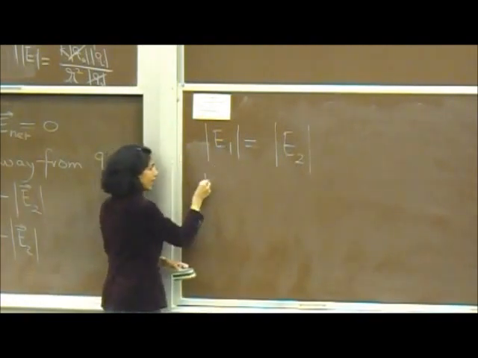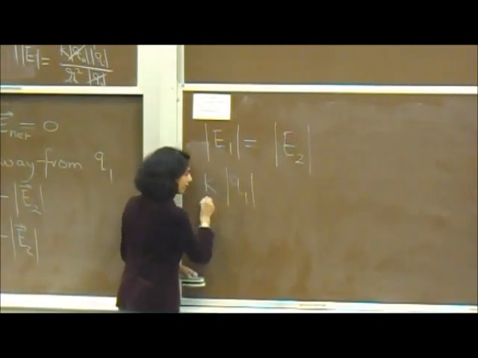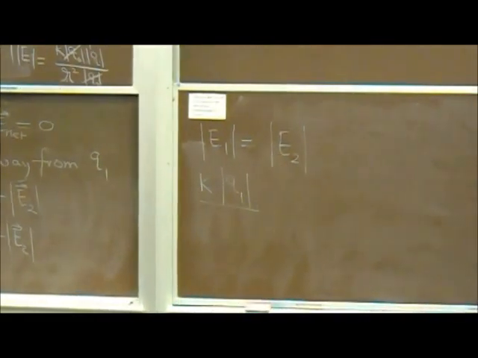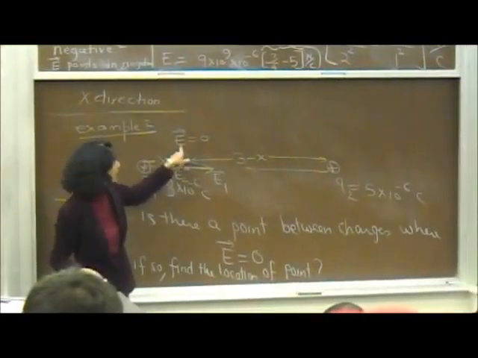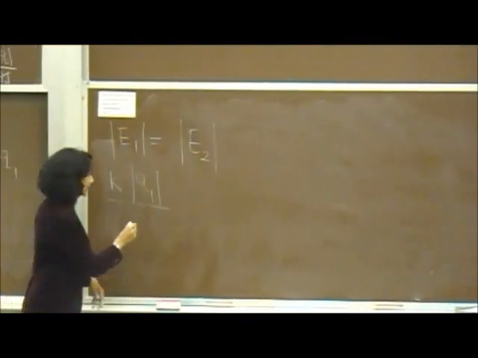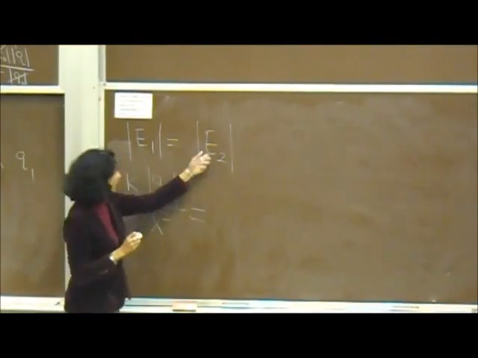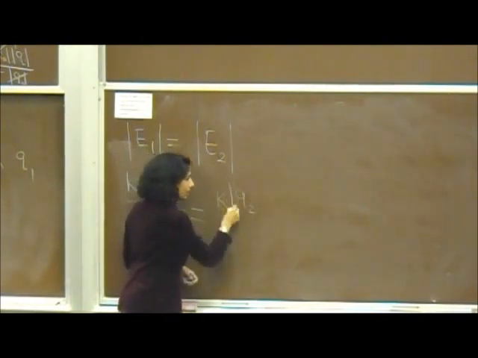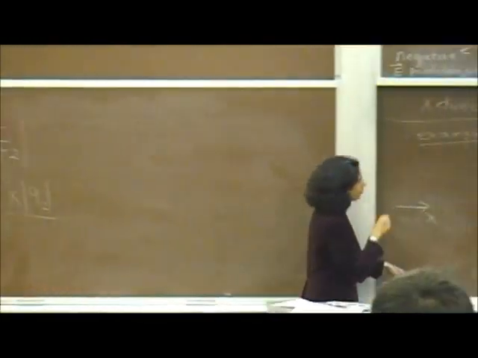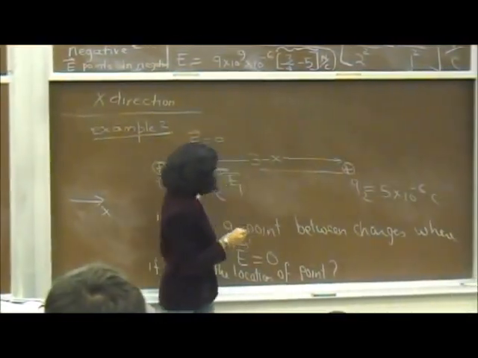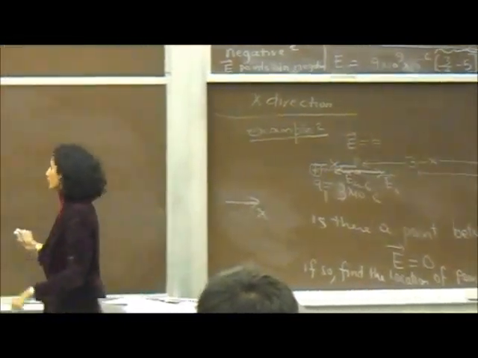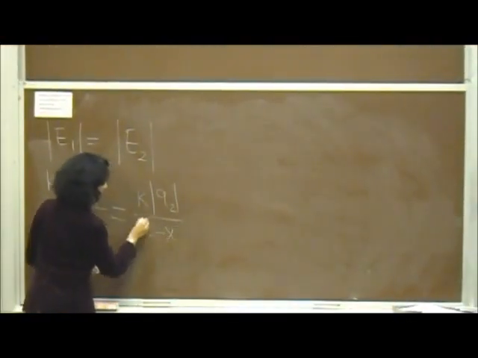But E1 is k times q1 divided by what distance squared? Yeah, the distance of q1 from the point where we are saying the electric field is zero. That is x. And that's what we are looking for. We want to know what is x. That's what the question is asking. And E2 is k magnitude of q2 divided by which distance squared? Very good. The distance of this point where we want to find the electric field equal to zero from the charge q2. This is 3 meters minus x meters squared.